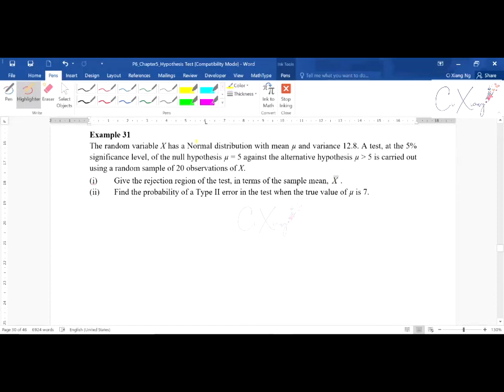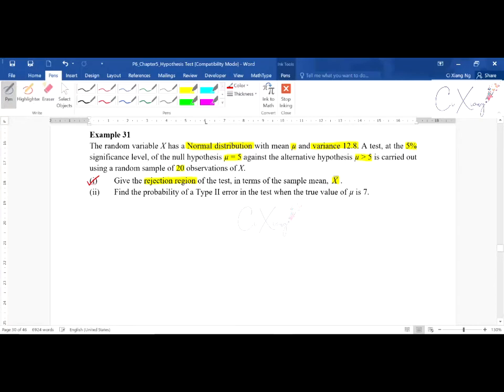When you read through the question, you see the keywords normal distribution. Mu, you don't know yet. Variance is 12.8. So a test at 5% significance level, the null hypothesis is this, the alternative hypothesis is this, and a random sample of 20 observations of X. The first question here wants you to find out the rejection region of the test in terms of the sample mean.